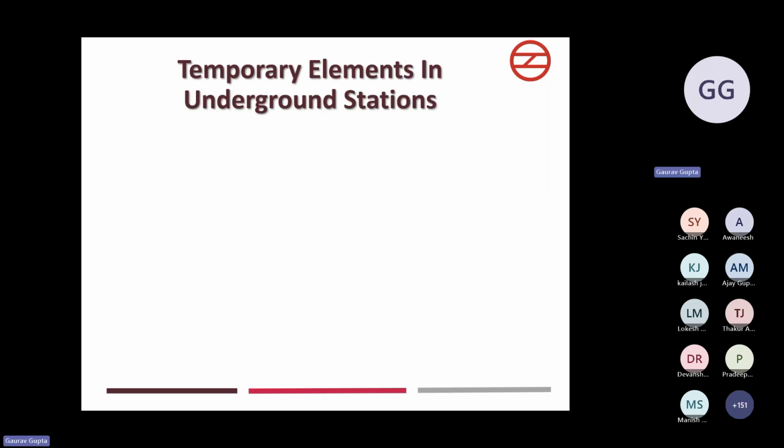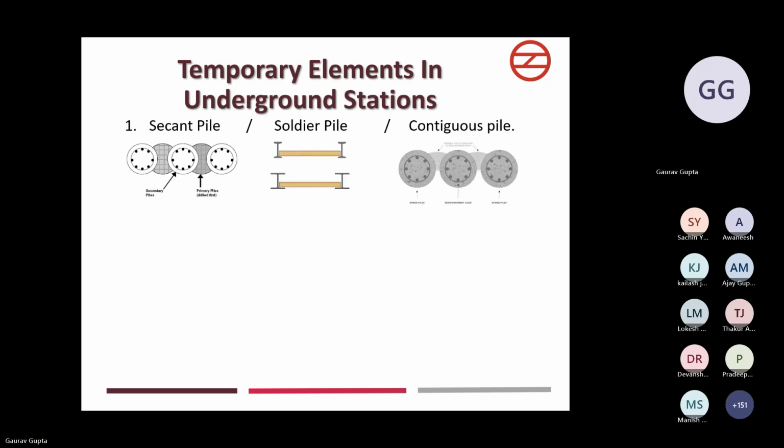Now, what are the temporary elements in an underground station? First comes the pile, which has different types: secant pile, soldier pile, and contiguous pile. Now, this is very important in the temporary elements, that which type of pile system we have to use at our construction site. So one by one, I will tell you what are the differences in these systems. First comes the secant pile.